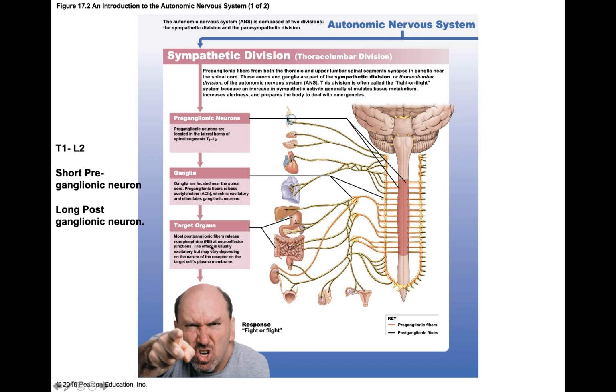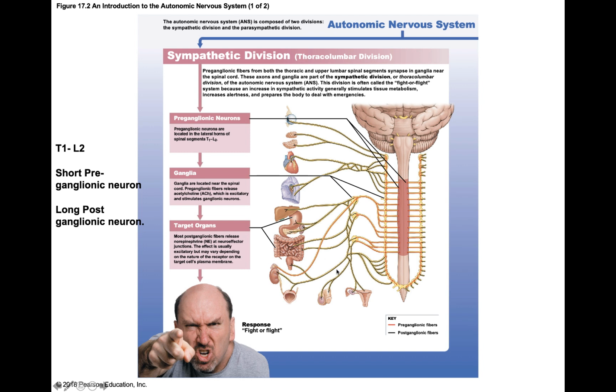So norepinephrine is going to be excitatory, but sometimes it can vary depending on the type of receptor on the target cell. And then again, comparing preganglion with post, short preganglion neuron, long postganglion neuron.